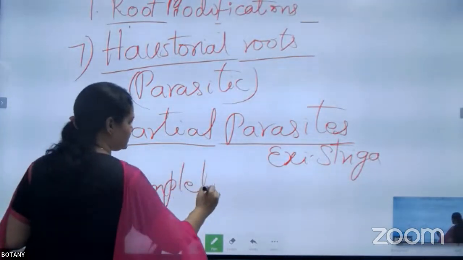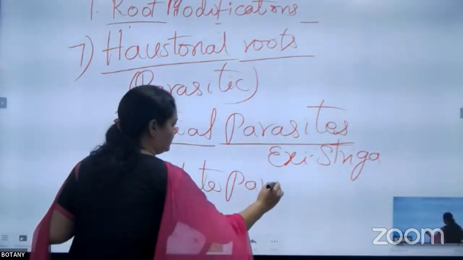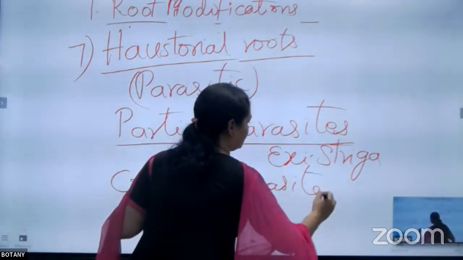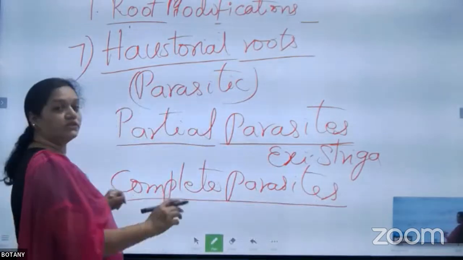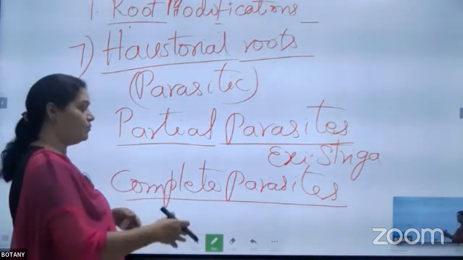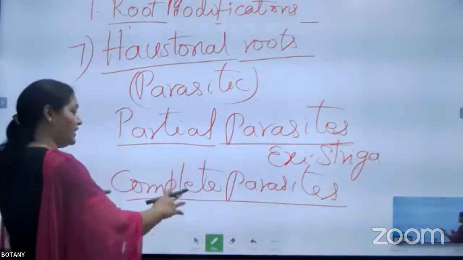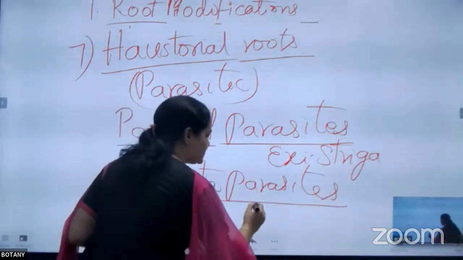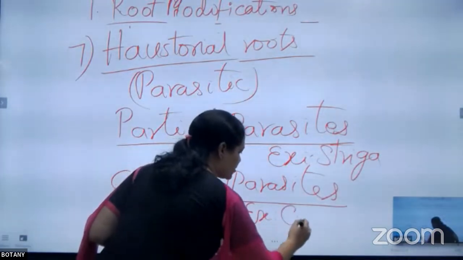Complete parasites. What is meant by complete parasite? When the plant is depending on the host plant for its food and shelter. Both will be taken from one plant. That is called as the complete parasite. Example, Cuscuta.